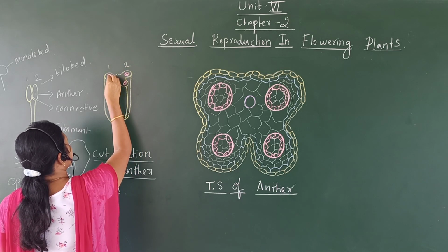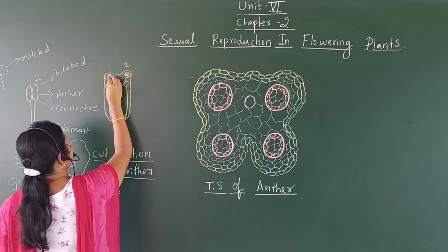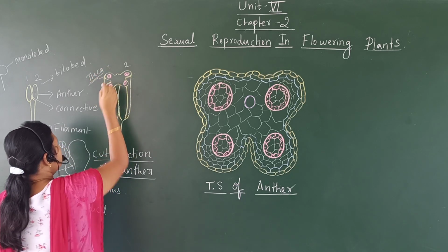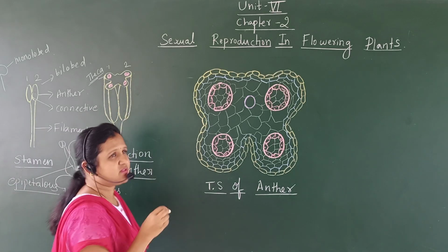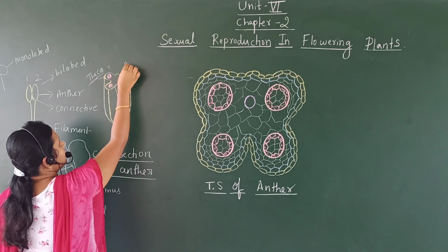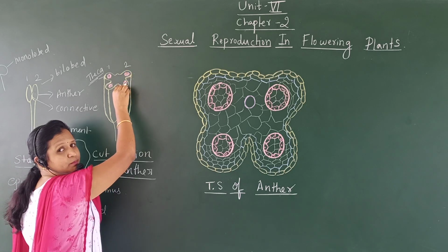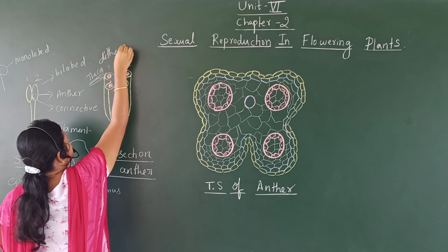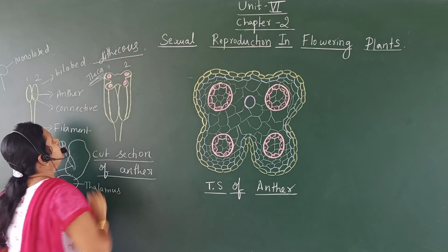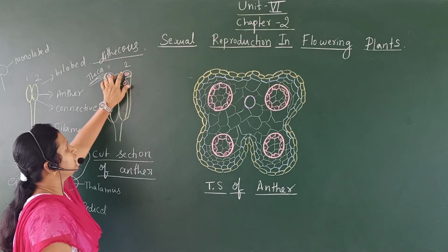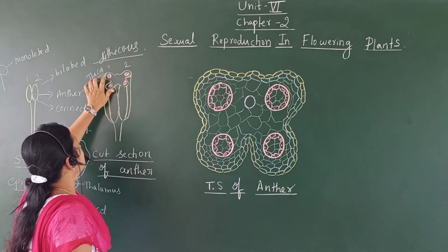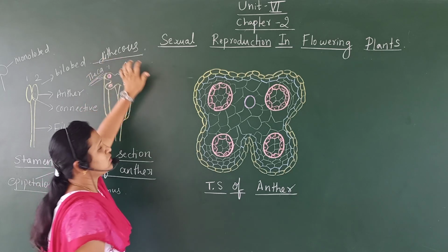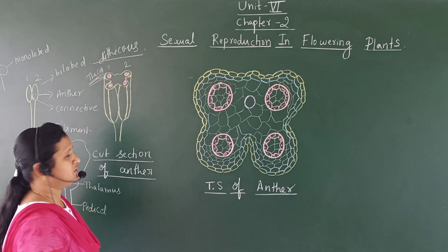In one lobe there are two tube-like structures present, which are called theca. In one lobe, two tube-like structures, that is theca. In another lobe, again two theca will be present. And that condition is called dithecous condition. Because in one lobe two, in another lobe two, totally four will be present. And because in one lobe it is two, it is called dithecous condition.